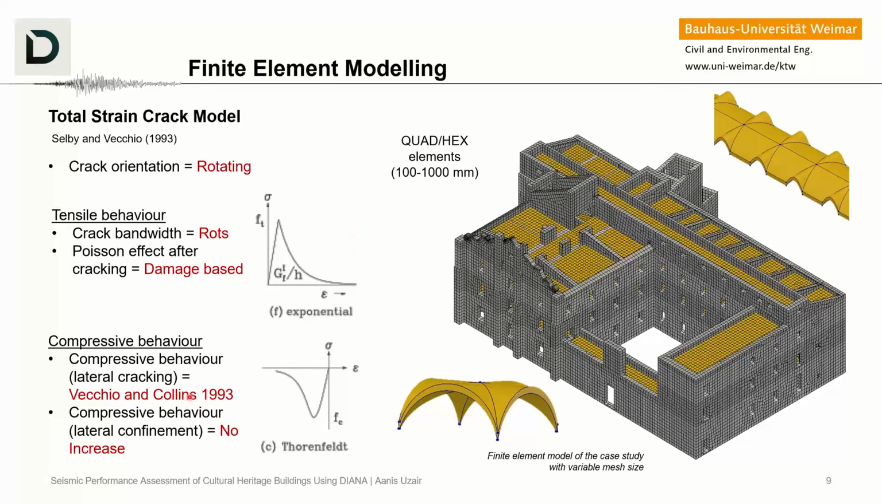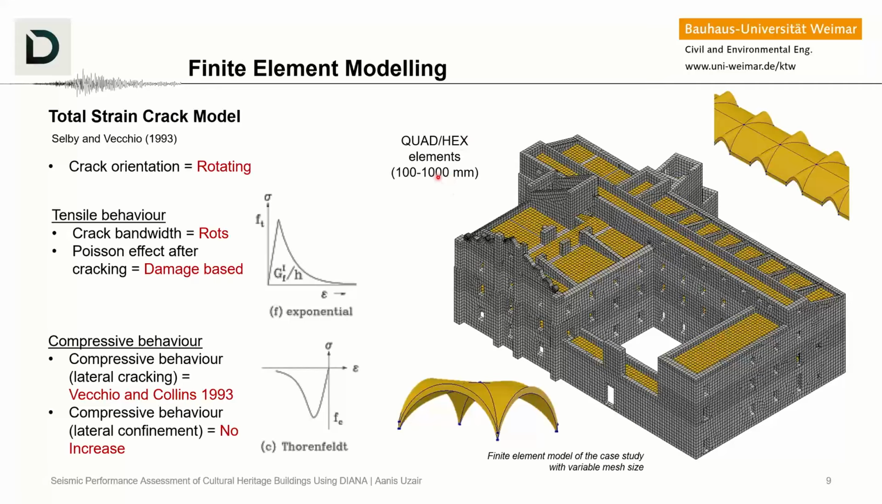The compressive behavior is modeled with the Thorenfeldt law, which looks like this. And the compressive behavior has no lateral confinement, so there is no increase because of lateral confinement in this particular case. The mesh is variable in size depending on how small a structural member is.